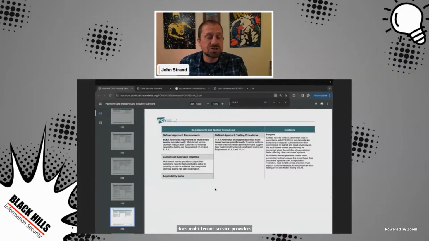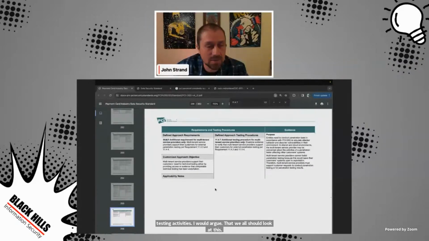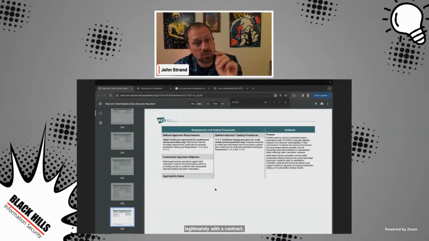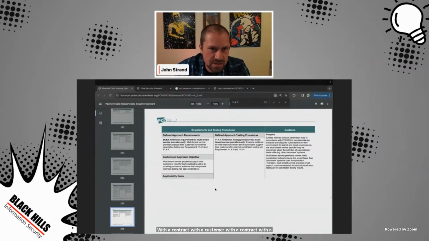However, I'm going to push this definition a little bit further. It's not just allowing it to be tested the way I'm kind of reading this, but they also need to make sure that they're supporting testing activities. I would argue that we all should look at this as though these cloud providers need to support pen testing companies who are scanning from cloud providers legitimately, with a contract with a customer, with a contract with a cloud provider. If I'm running scanning through Amazon, Amazon needs to support that type of activity as a pen testing firm. If I'm running scanning from Office 365 or DigitalOcean, they also need to support this activity.